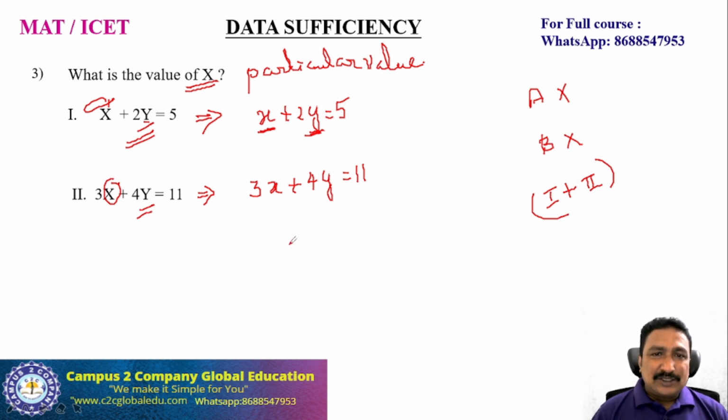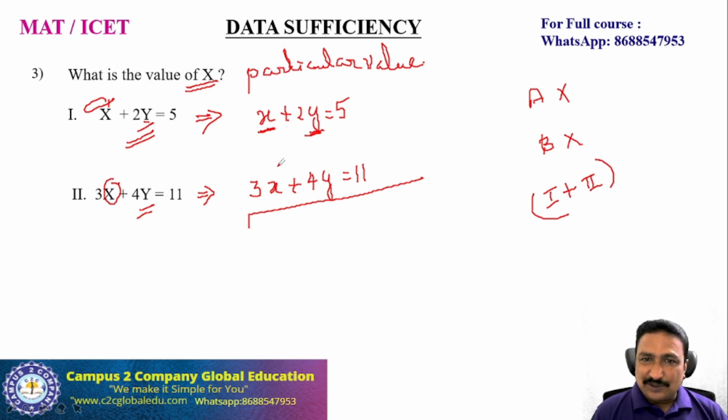Now look at it. According to the first statement, we cannot find the answer because we don't know the y value. According to the second statement also, we cannot find the value of x because we don't know the value of y. Now combining: the first statement is x plus 2y is equal to 5. The second statement is 2x plus 4y is equal to 11. Combining both equations, we already know the basics of how to solve them.